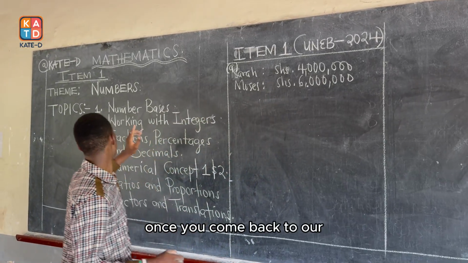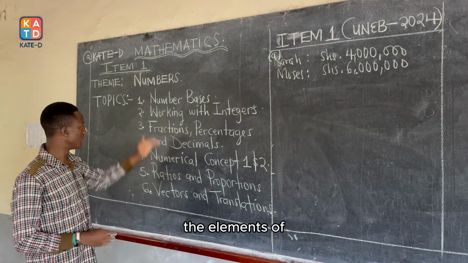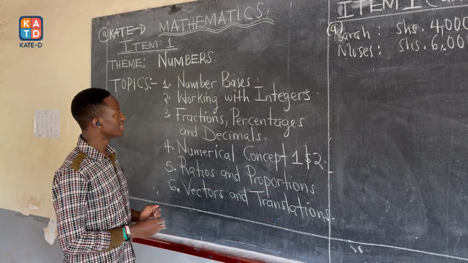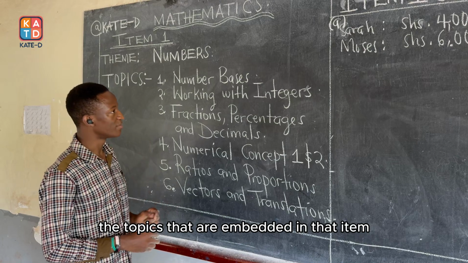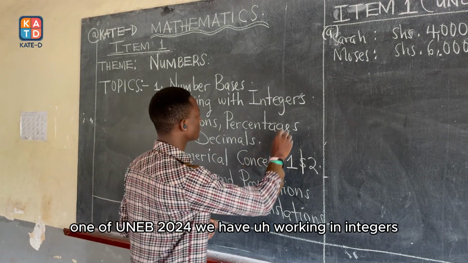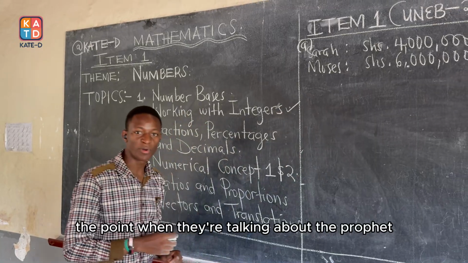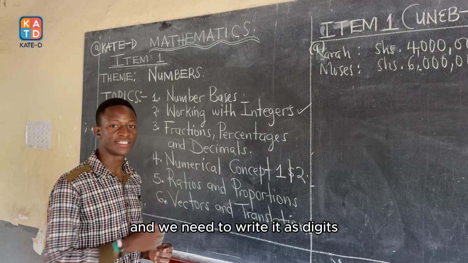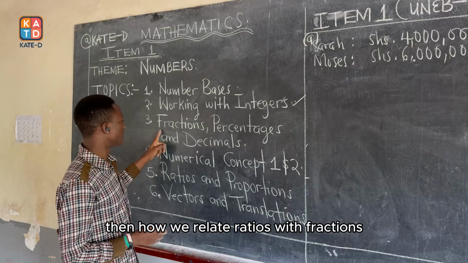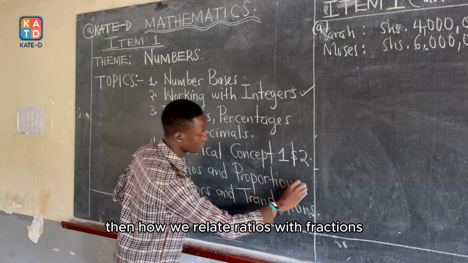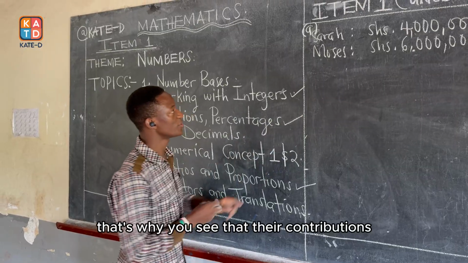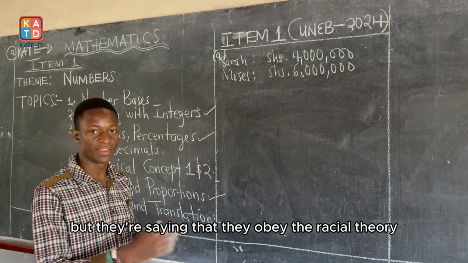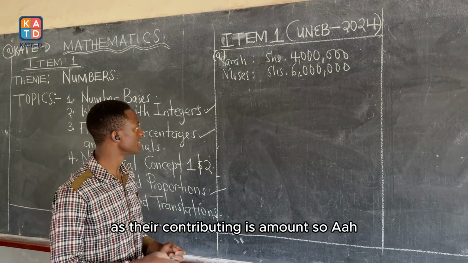Once you come back to our theme, or the elements of constructs that are always used to construct such an item, realize that the topics that are embedded in item 1 of UNEB 2024 include working with integers, at the point when they are talking about the profit, and this profit is written in words, and you need to write it in what? As digits. Then, how do we relate ratios with fractions? That's why you see that their contributions are given as amounts, but they're saying that they obey the ratio theorem as they are contributing this amount.